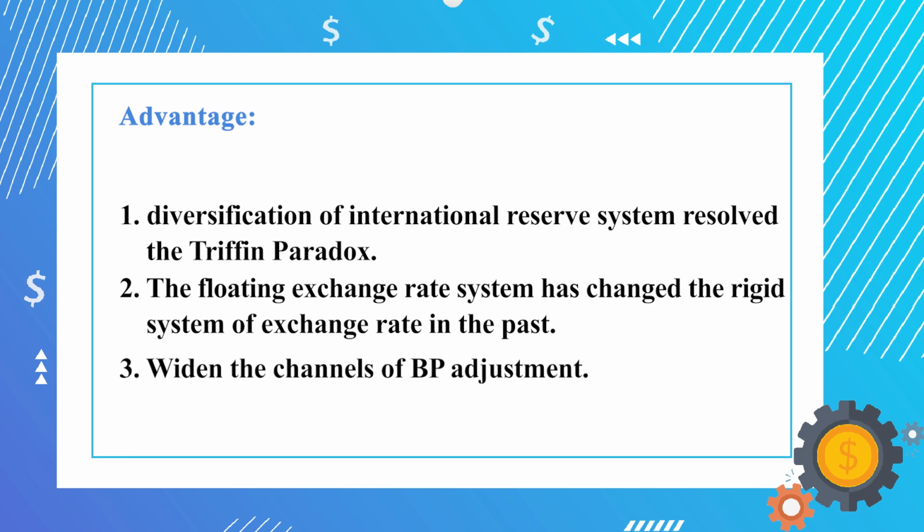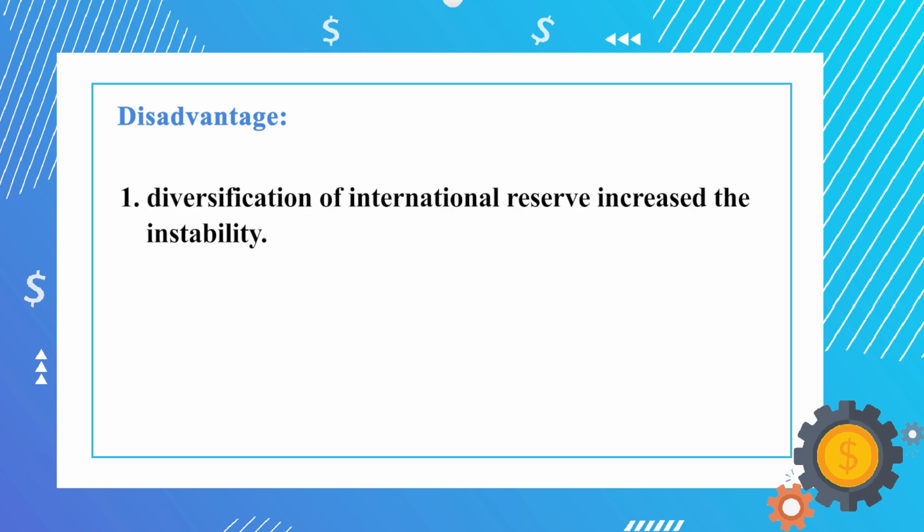The third, it widens the channels of BP adjustments. Automatic adjustment and governmental policies can be used cooperatively. The adjustment methods are more flexible. At the same time, the disadvantages of the system are also sharp. The first, diversification of international reserves increased the instability because of the increased speculation risk.